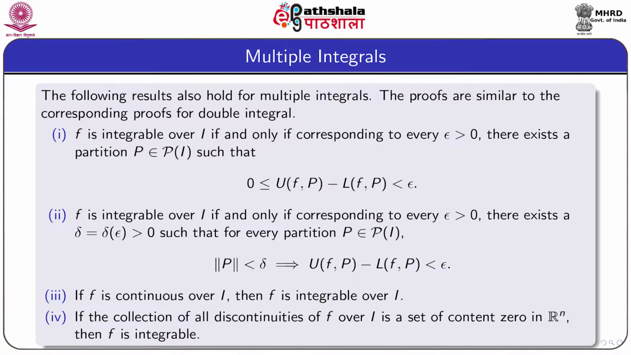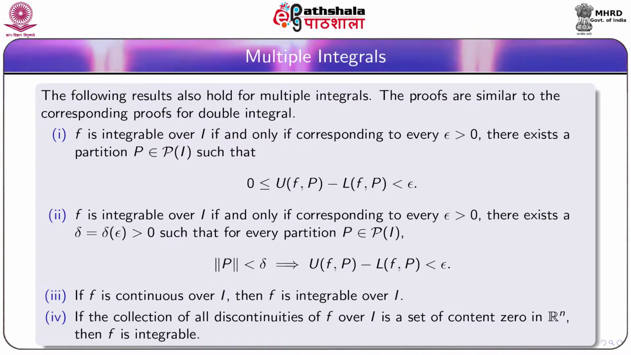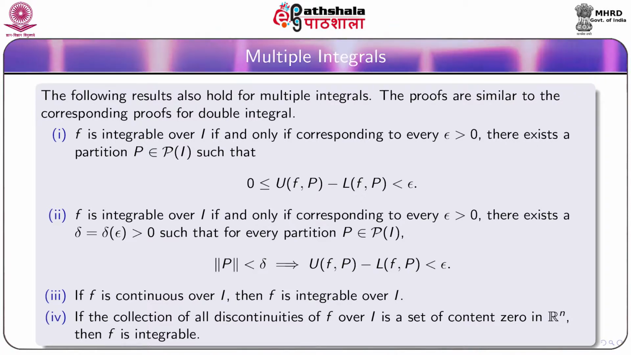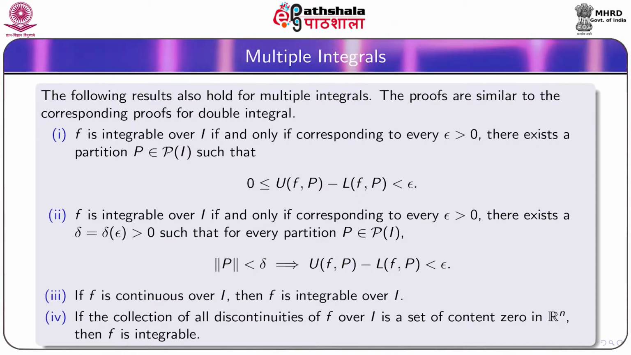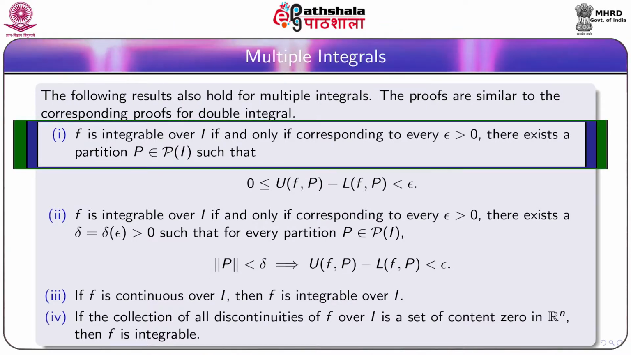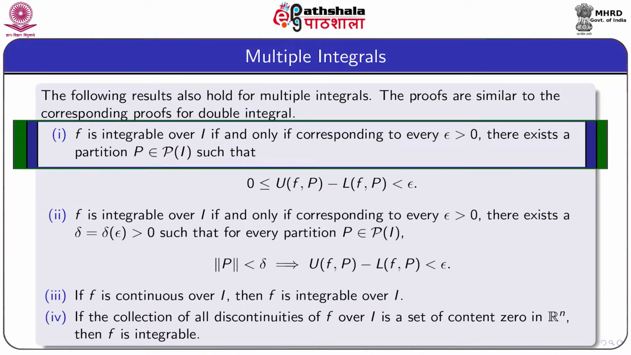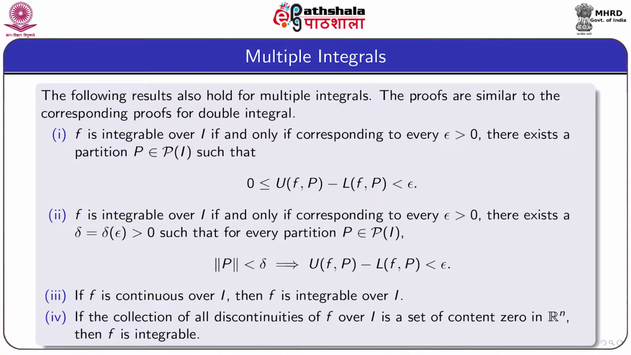Now we mention some results. These results also hold for multiple integrals. We proved these results for double integrals, and the proofs are similar to the corresponding proofs for double integrals. First one, f is integrable over I if and only if, corresponding to every arbitrary positive epsilon, there exists a partition P such that the difference between the upper Darboux sum of f with respect to P and the lower Darboux sum of f with respect to P is less than epsilon.